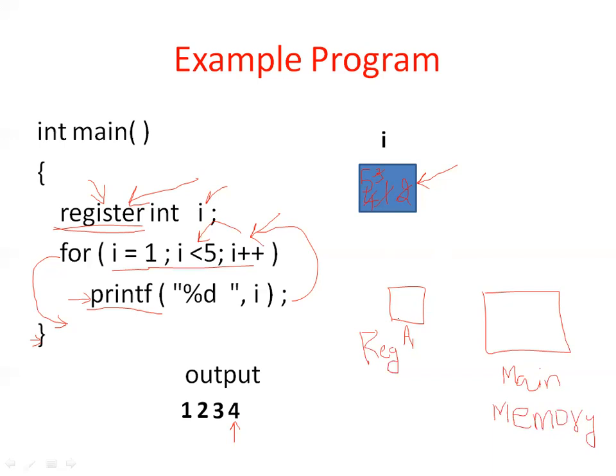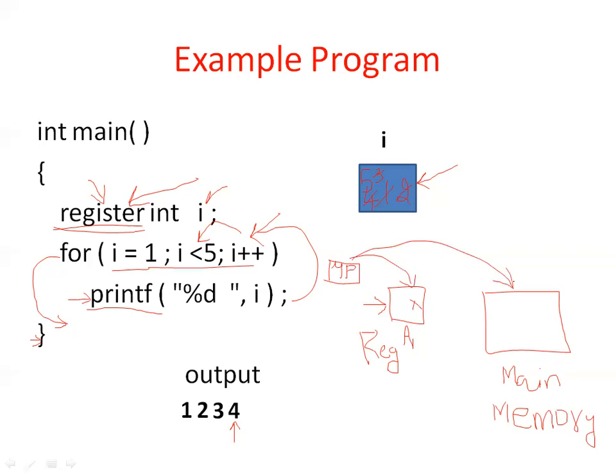There are different registers, and these registers are very limited. Then after executing this statement, I plus plus, the I value increments. Here this I value is accessed more frequently, so it checks immediately whether I is available in this register or not. If it is available, then your microprocessor accesses it from this register. Accessing the values from the CPU registers takes less time. If it is not available here, then only it goes to main memory.